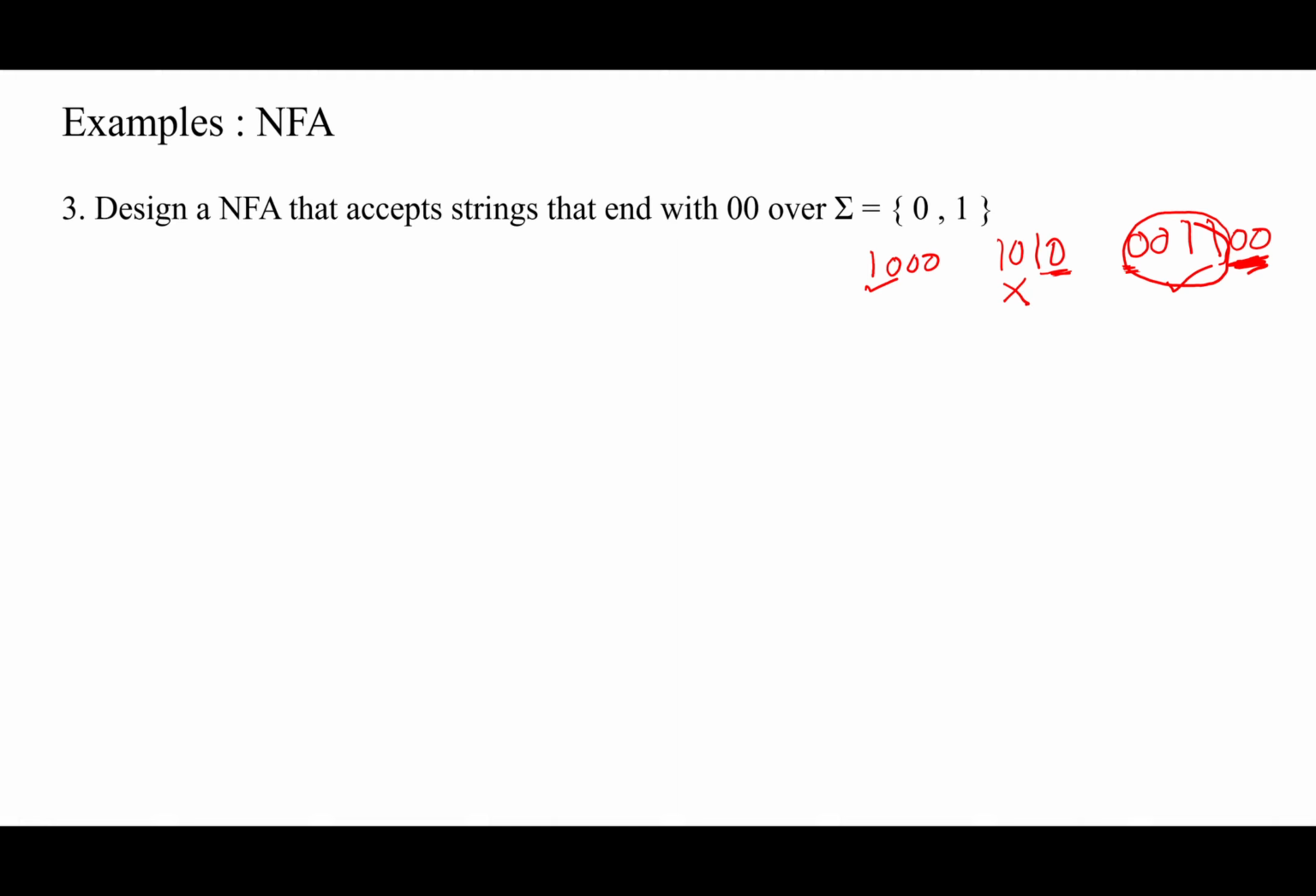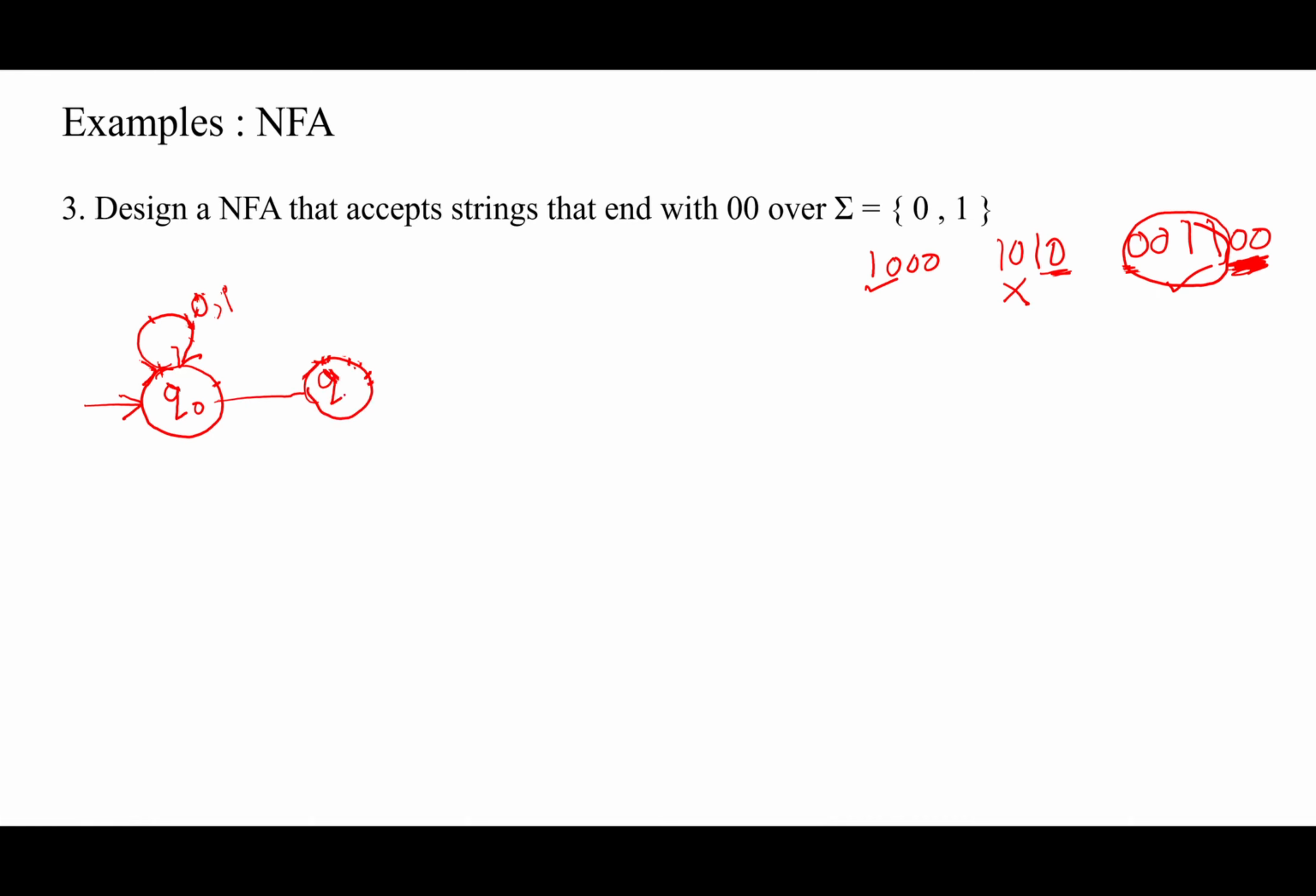So how will we draw the transition diagram? So Q0 is the initial state. Here one thing, it should end with 0, 0. Before that it can have a multiple number of symbols. So what we can do, this is the initial state. In the initial state itself, we can create the loop and give the transition for 0 and 1.